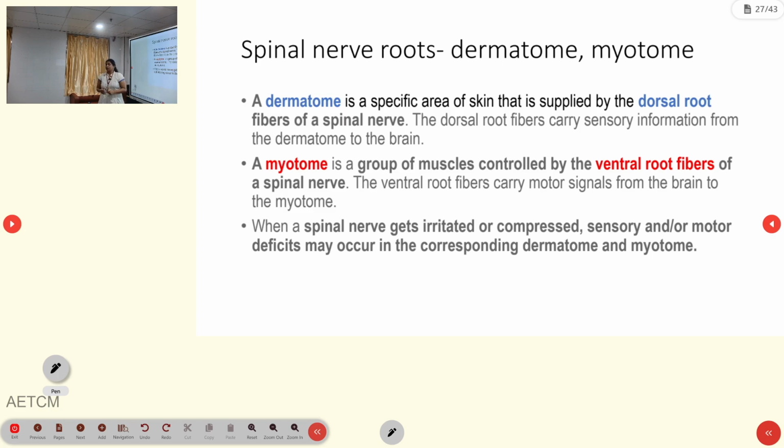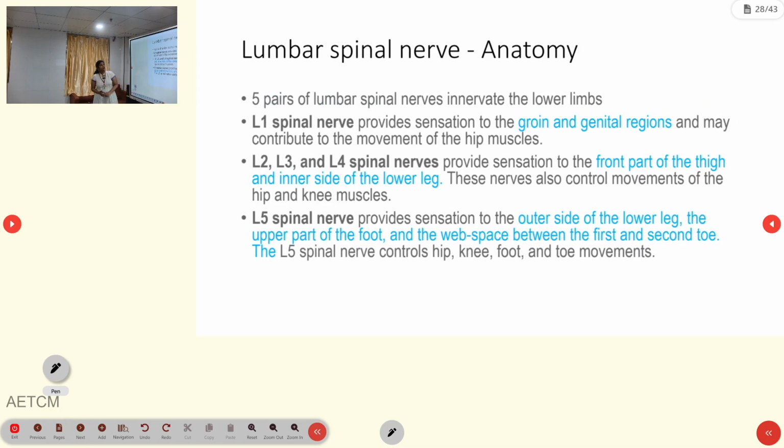What is a dermatome and a myotome? A dermatome is a specific area of the skin which is supplied by the spinal nerve, mainly the dorsal root fibers of the spinal nerve, and a myotome is the particular group of muscles which is supplied by the ventral root of the spinal nerve.